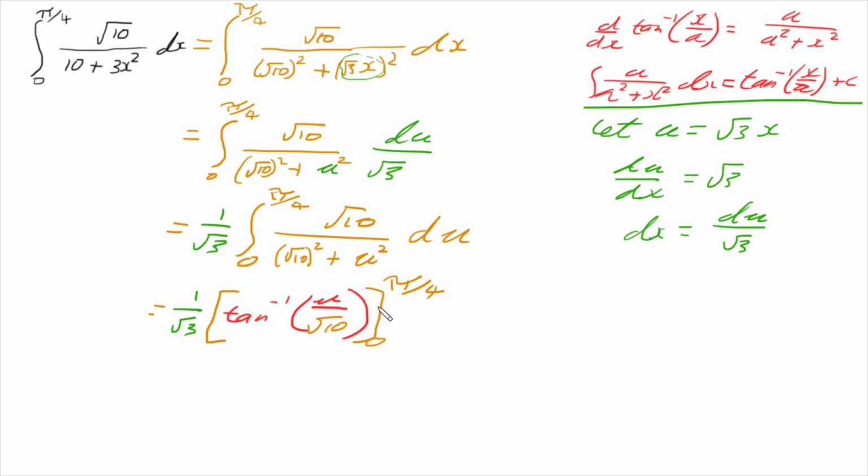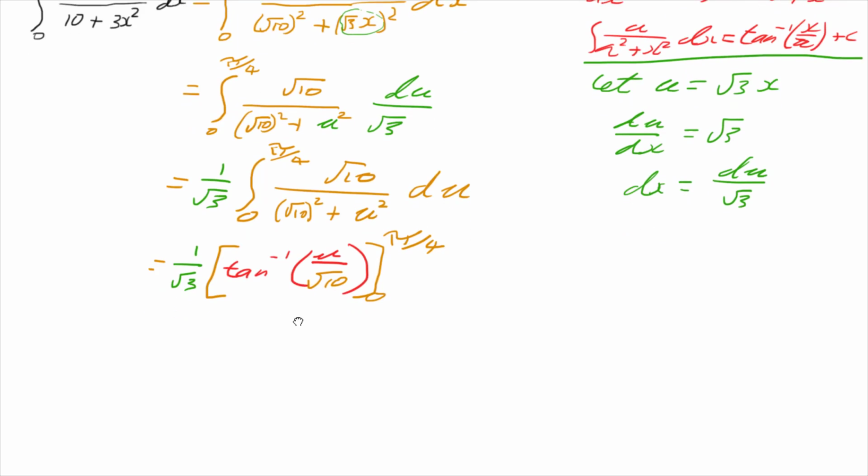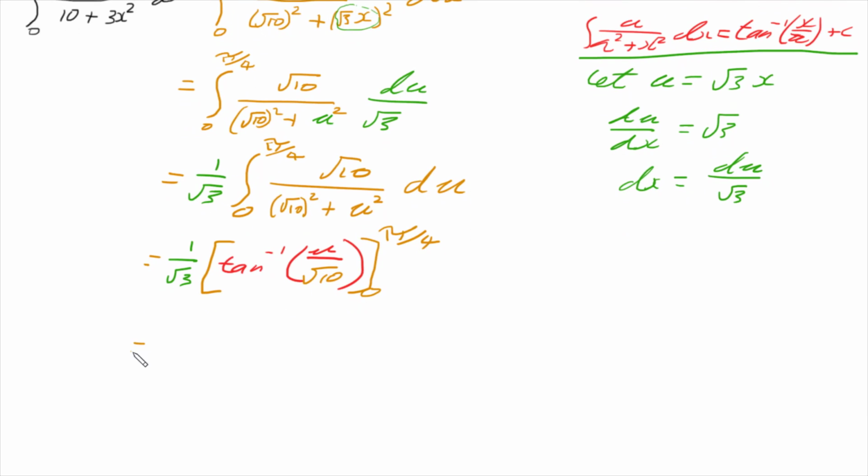But these bounds, 0 to pi over 4, were with respect to x. So I've got to make this be back to being with respect to x. So I'm going to have 1 on root 3 outside of the inverse tan of, and we're going to put our u back in. u was root 3 times x. So we're going to have root 3 times x over the square root of 10 between 0 and pi on 4.